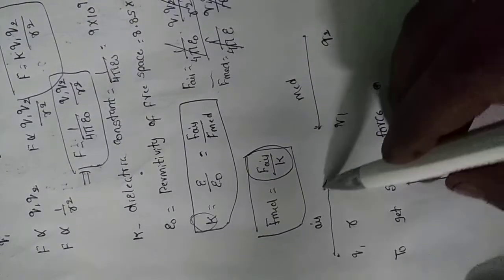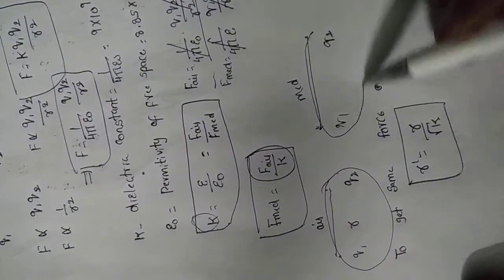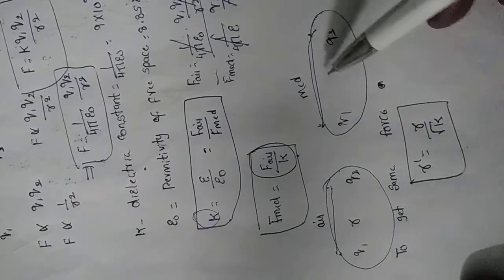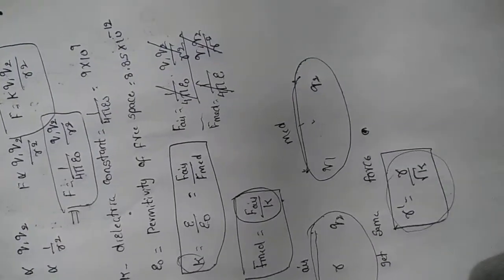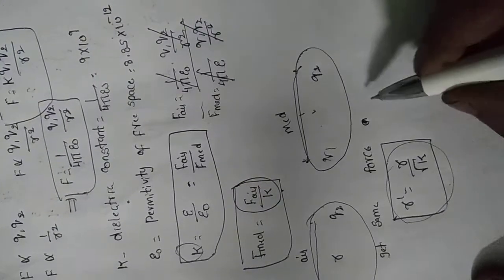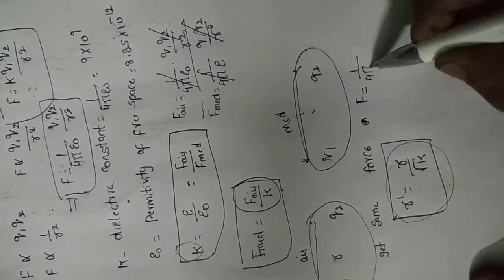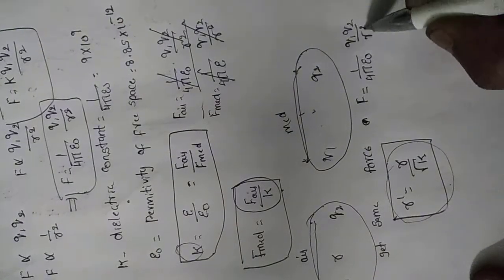Means when two charges are placed in air, the force is F. When the same charges are placed in a medium, the force should decrease by K times. But to get the same force, we should place them in the medium and change the distance to R dash equals R by root K. Simple logic. How do we get F air? F air is equal to 1 by 4 pi epsilon naught Q1 Q2 by R square.